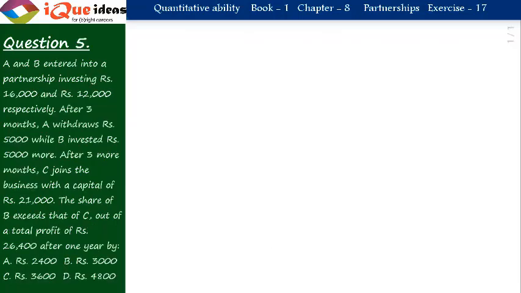Now let's take up question number 5. It says A and B entered into a partnership investing rupees 16,000 and 12,000 respectively. After 3 months, A withdraws 5,000 while B invested rupees 5,000 more. Alright. So I directly take profit ratio. Whatever the profit ratio, how will you calculate it? Investment into time. Whatever is the investment for a certain duration, multiply.